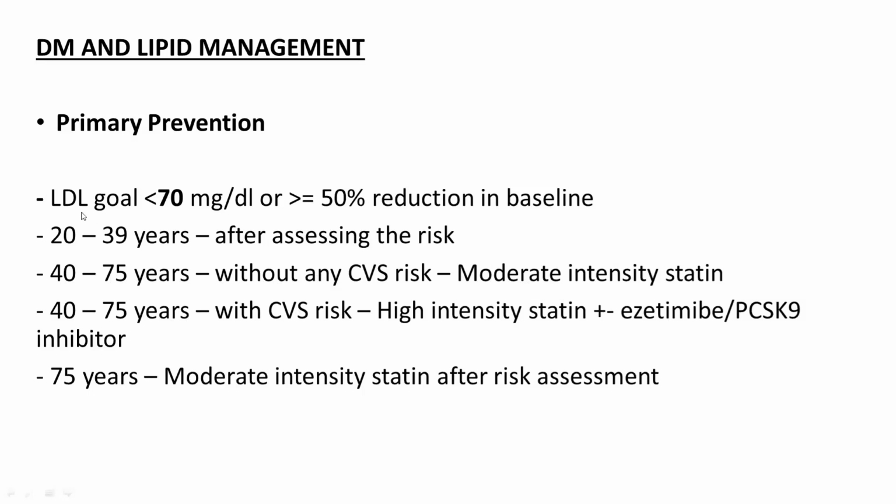For the younger population, 20 to 39 years, we need to assess the risk and then decide on adding the statin. If you think the risk is high, you can add a moderate intensity statin. If not, you can just leave it at that point. For the elderly population, more than 75 years, after assessing the risk, we can add the moderate intensity statin. What we need to remember is, for primary prevention, the age category between 40 to 75 who does not have any serious risk factor, we need to start with a moderate intensity statin.